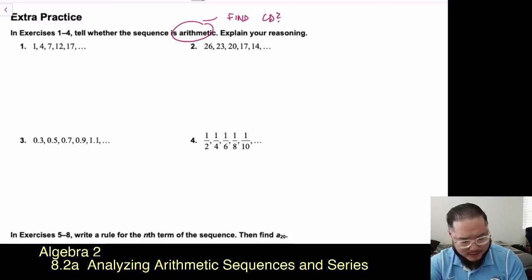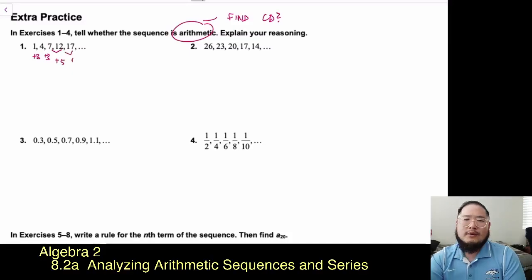All right, from 1 to 4, that's plus 3. From 4 to 7, that's plus 3. 7 to 12, that's plus 5. And then we have plus 5. Now, it has to be a consistent common difference from beginning to end. Yes, we could say that there might be a pattern right here. Hey, the first 2 terms is plus 3, the second 2 terms is plus 5.